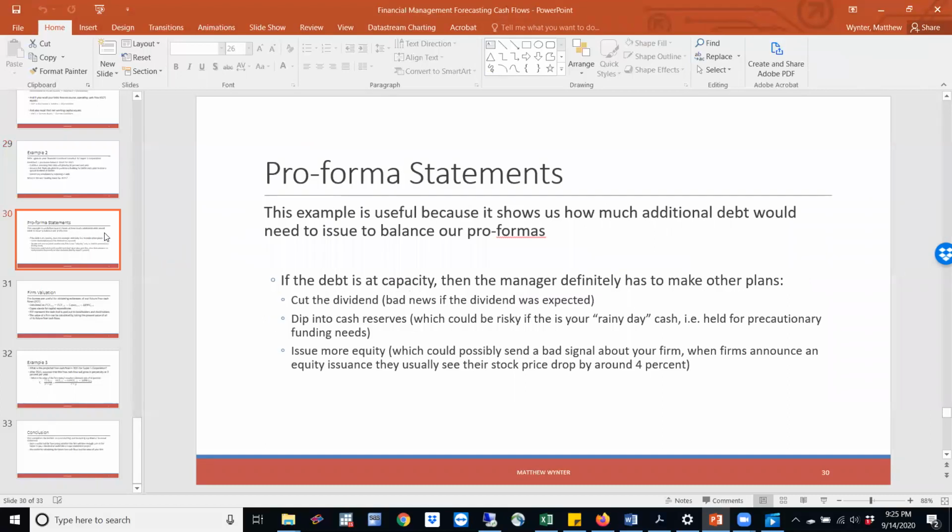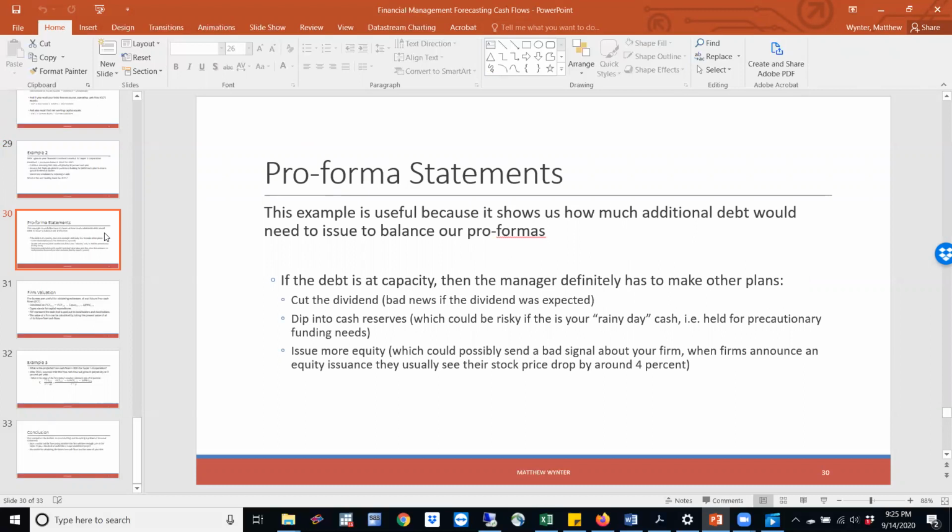Okay. This example is useful because it shows how much additional debt we would need to issue to balance our pro formas. But the debt could also be at capacity, meaning that the firm is levered and we don't want to issue more debt. Then things get a little bit tough.